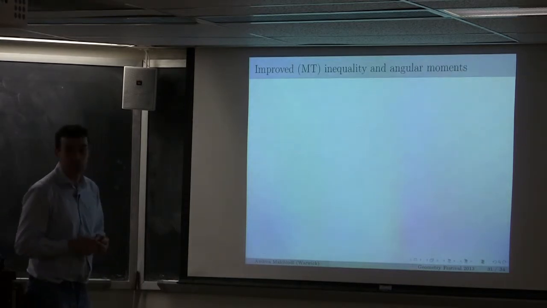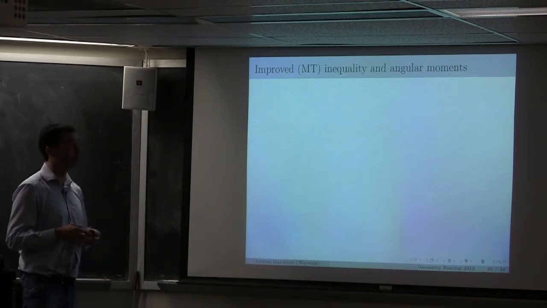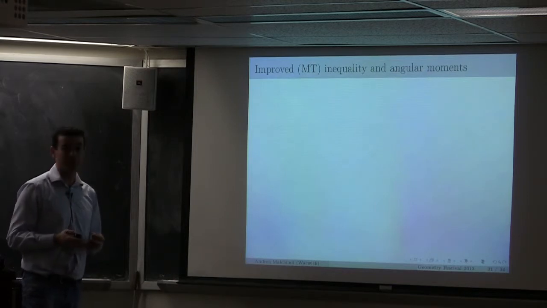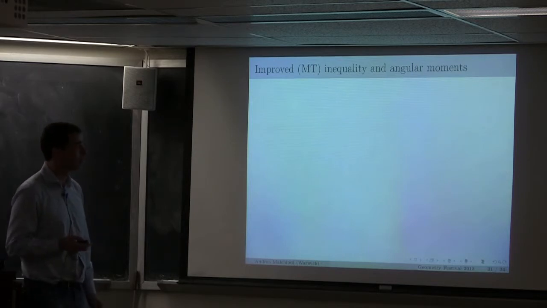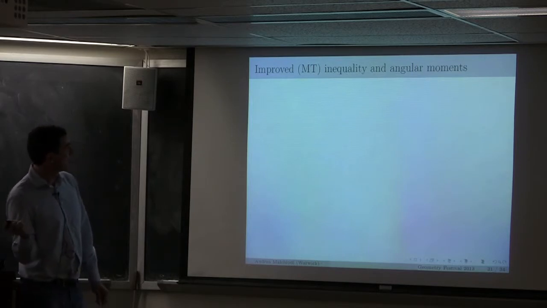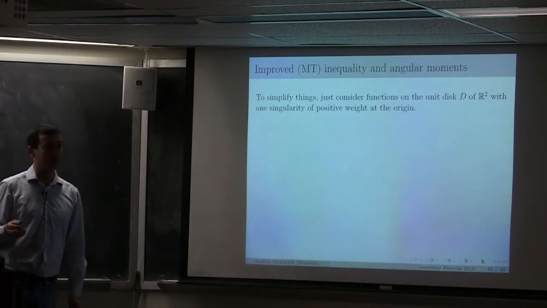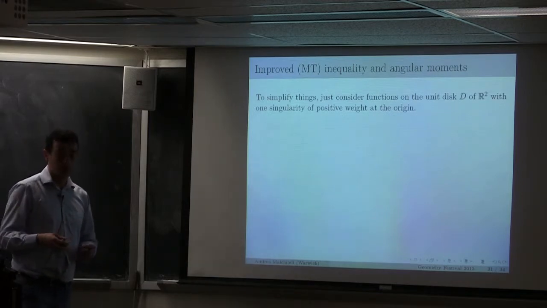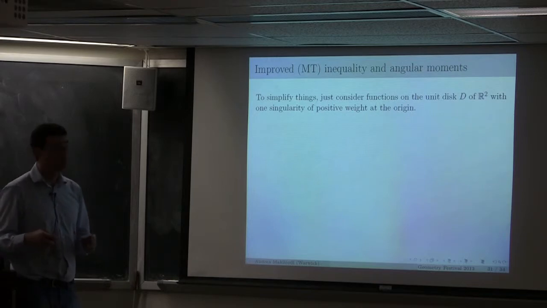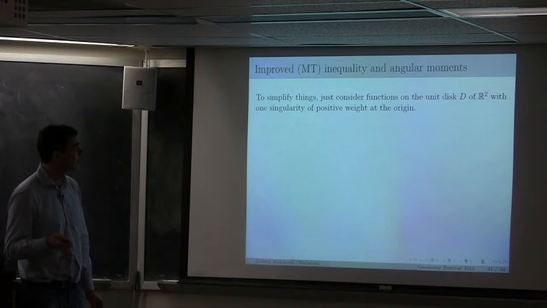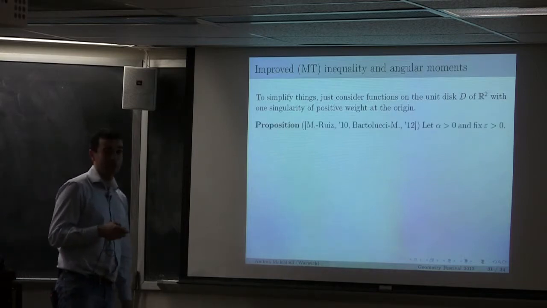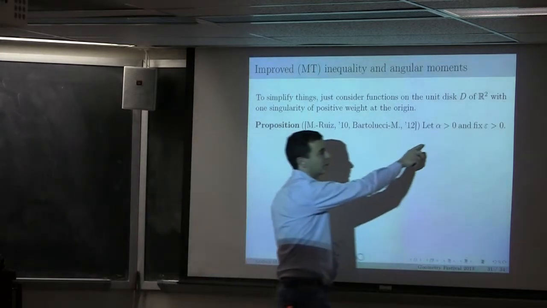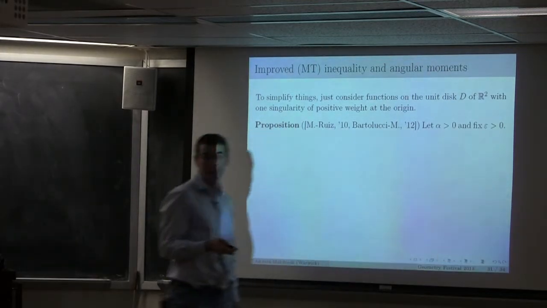And here is actually one version of the improved inequality, using some kind of angular moments condition on the volume measure. So we proved this proposition. To simplify things, consider just the unit disk of R2, with one singularity at the origin, so just the simplest possible case, with positive weight. So the proposition is the following. Suppose the weight is positive and fix any positive epsilon.